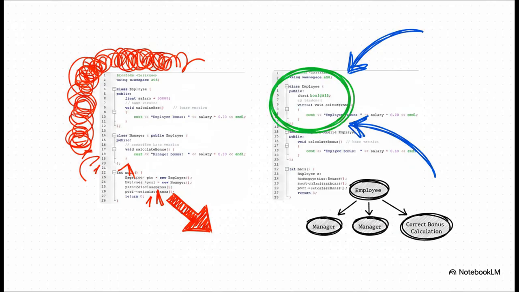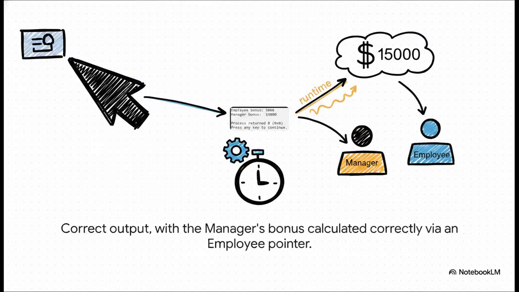That's it. One word changes everything. And here is the proof. With that one little change, we run the exact same code, and we get the right answer. Manager bonus, 15,000. The compiler now waits until the program is actually running. It checks what kind of object is really there, and it calls the correct overwritten function. That is runtime polymorphism. That's dynamic binding.